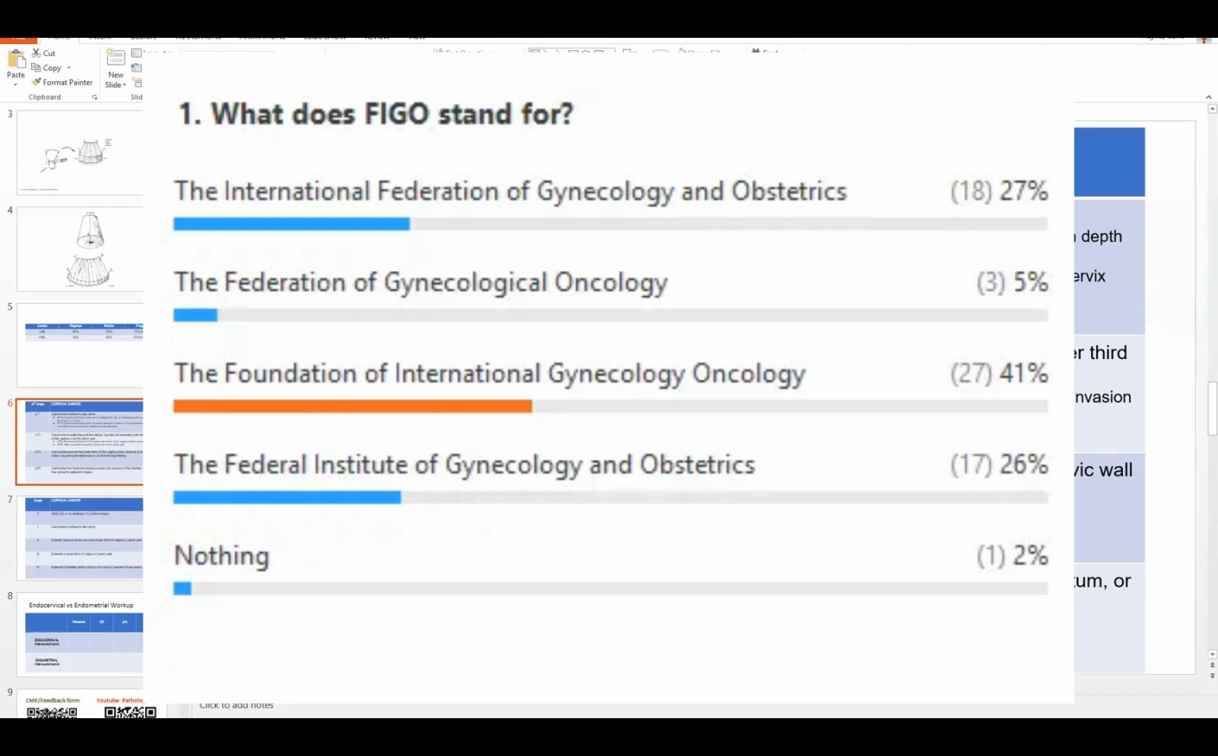Okay, so it seems like we tricked you with this question. FIGO actually stands for the International Federation of Gynecology and Obstetrics. Good for you that got it. Originally French, which is why the FIGO doesn't exactly line up with its translation.